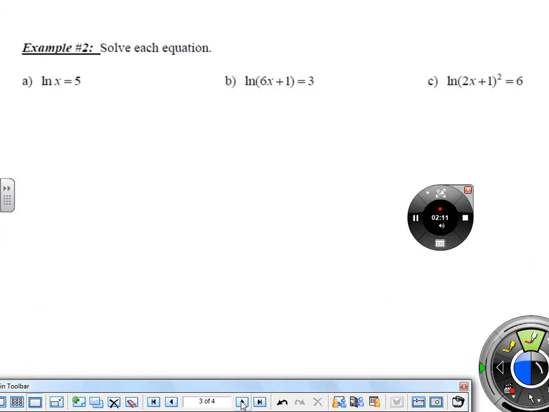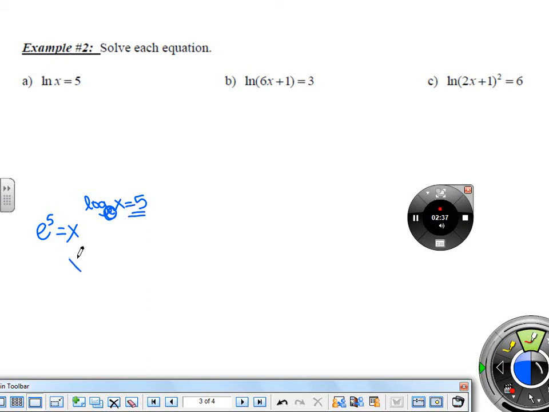So same thing here, solving the equations. Remember, when we're solving log equations, we want to rewrite them in exponential form if we're stuck. So here would be e to the 5th equals x. Now again, the reason that would be e to the 5th, remember that natural log really means log base e of x equals 5. So this is our base, it's our exponent, and x goes on the other side.